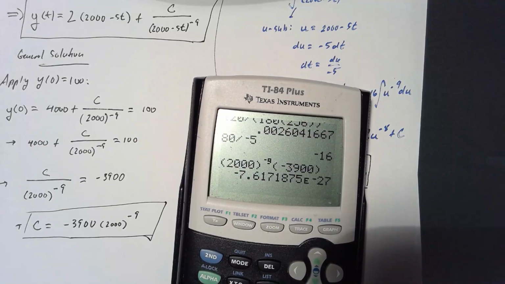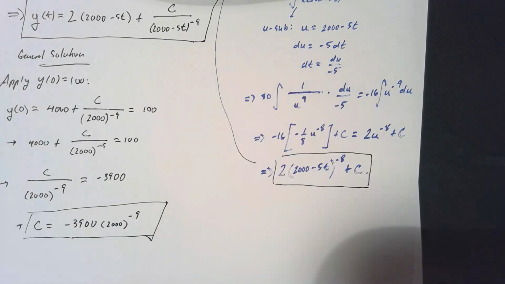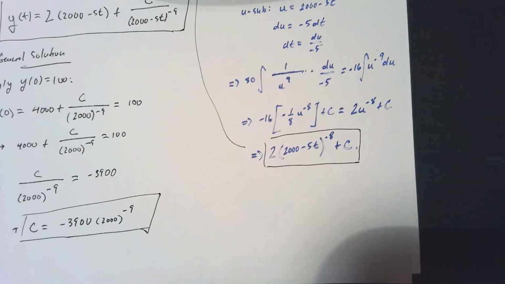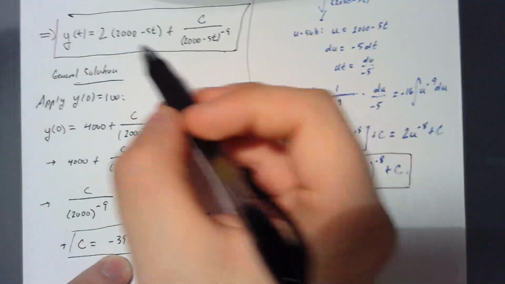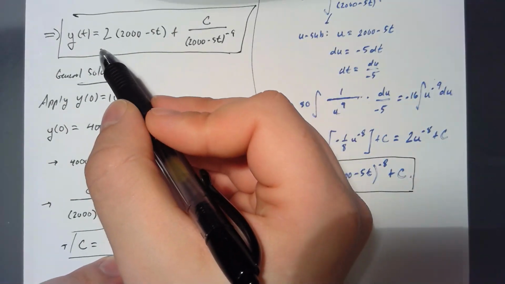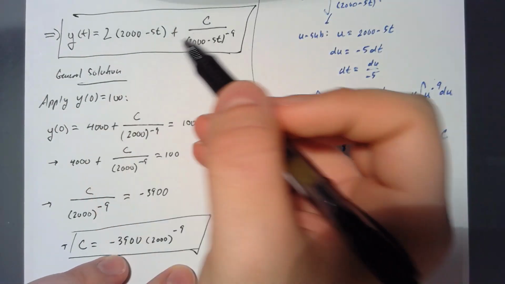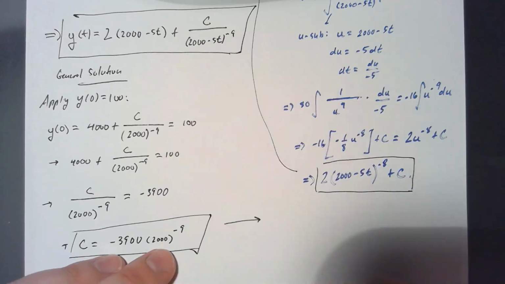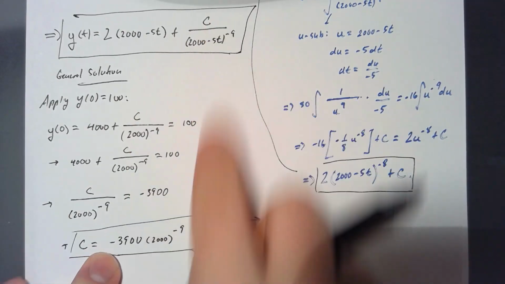Oh, yeah, I can. But it's obviously a very big negative number. This is over 27 places, so we just leave it that way. Alright, so when it's all said and done, my specific solution, or my explicit solution, is going to be this with c, that.